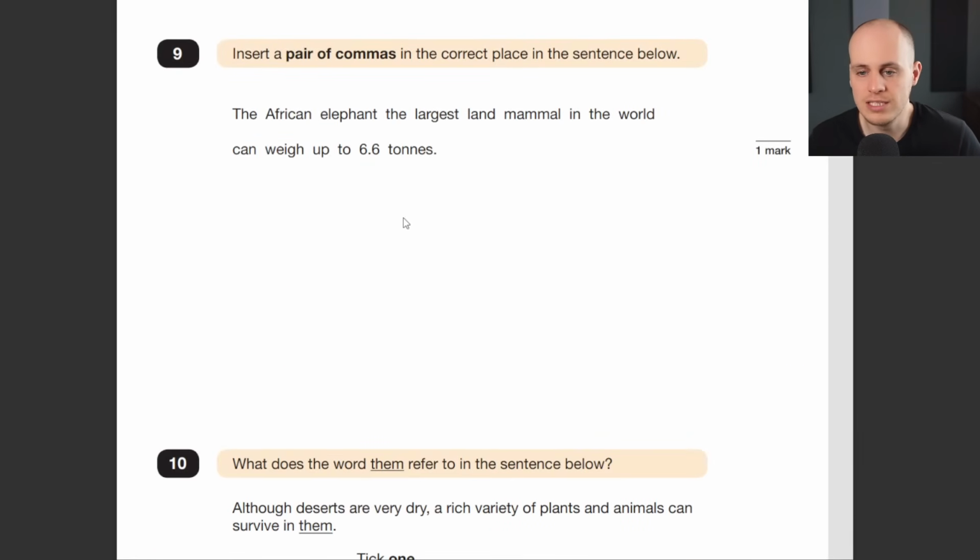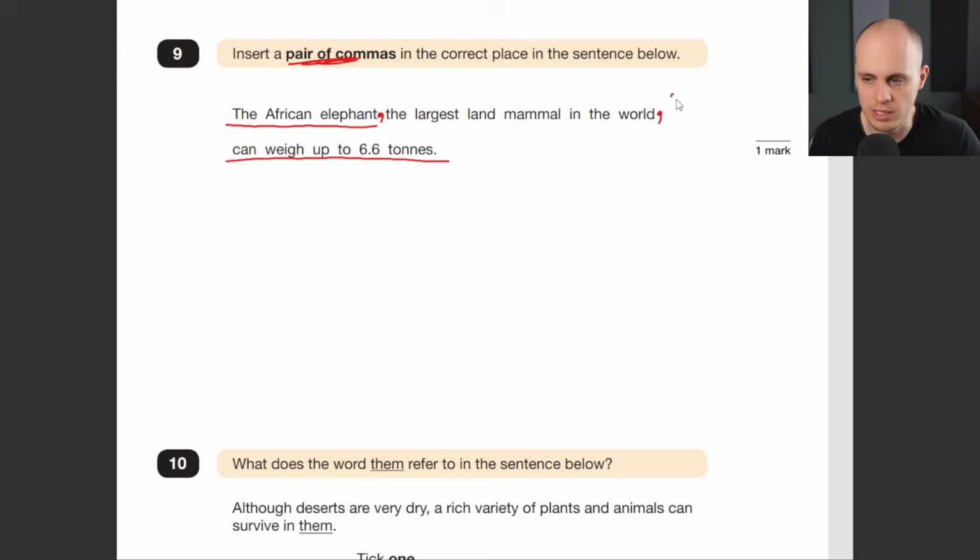Number 9, insert a pair of commas. Guys, when it says pair, please insert 2, okay? So many children just put 1. A pair of commas in the correct place in the sentence below. The African elephant, the largest land mammal in the world, can weigh up to 6.6 tons. Identify the main clause. The African elephant can weigh up to 6.6 tons. I know that's the main clause, therefore I can put a pair of commas around the extra information here in the middle. Done.